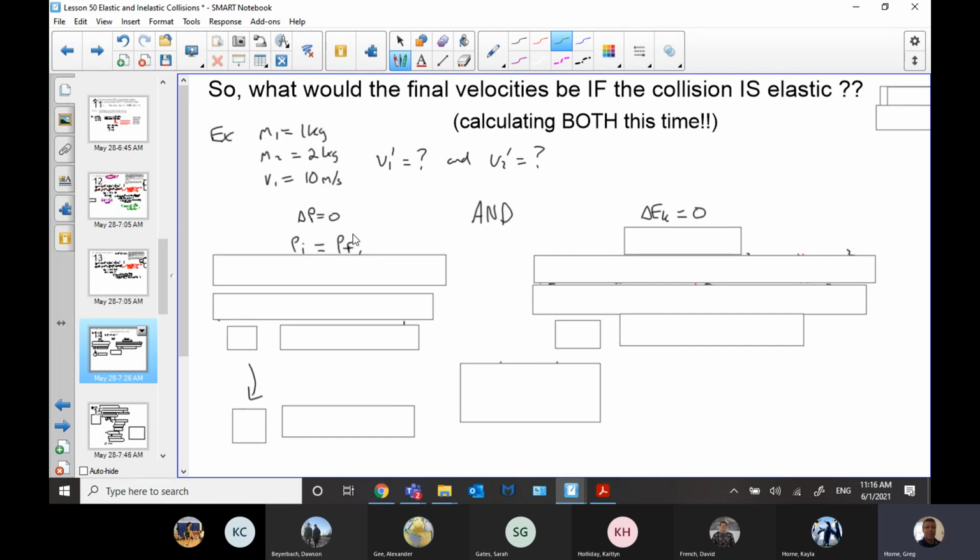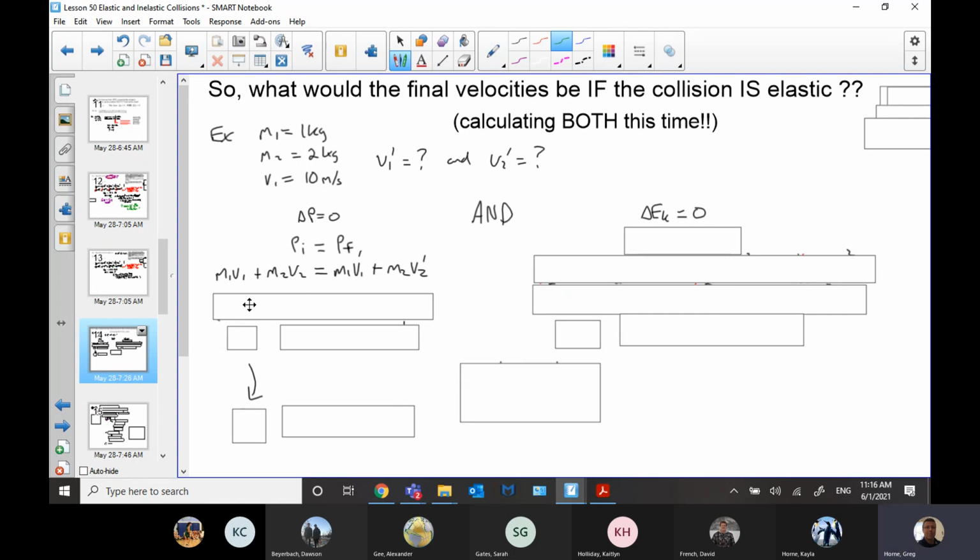So delta P equals 0, or initial equals final, either way. That's just your usual momentum equation: M1 V1 plus M2 V2 equals M1 V1 prime plus M2 V2 prime. The more you practice it, the better you get it, saying it and writing it down. It becomes less onerous. It doesn't seem as crazy after you practice it for a bit.